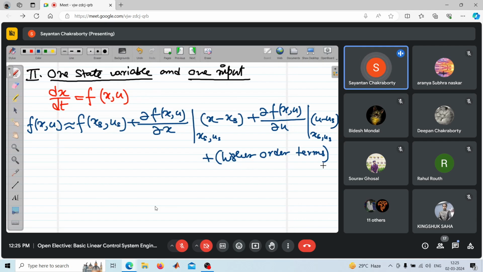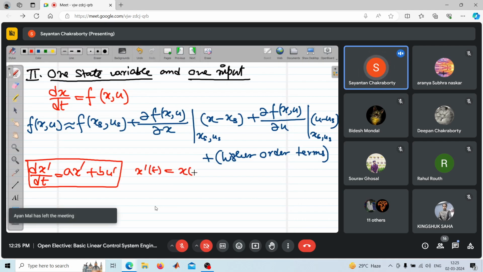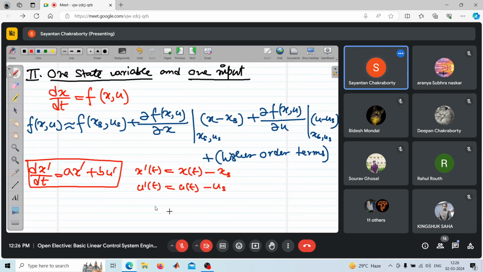Now, if we eliminate the higher order terms and following the same principle, we can write in terms of deviation variable dx dash dt is equal to ax dash plus bu dash, where x dash t is equal to xt minus xs, u dash t is equal to ut minus us, a is equal to del f del x, and b is equal to del f del u. This will be much clearer once I give you an example.